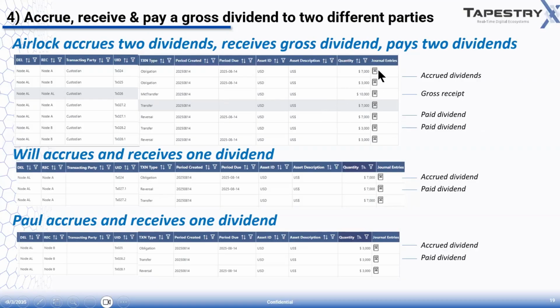It's accruing the obligation of 7,000 and 3,000 to be paid, 7,000 to Will as the asset manager and the custodian, and 3,000. So when we're talking about an obligation, you have a payable in the airlock and a receivable in each of the nodes for their respective dividends. However, the custodian will receive a gross receipt of 10,000 from the market, external. So this is where we would receive 10,000 as a depository.